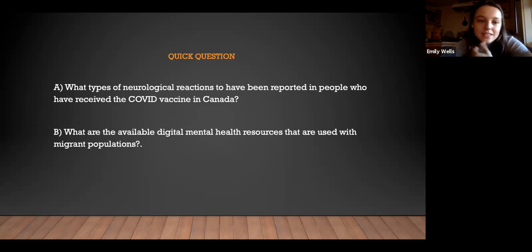it's specific. To me, it seems like the population would be those who have received the vaccine, the context is Canada, and the concept is neurological reactions. So it seems like it checks the 3 boxes for me. That was my logic. But then if you look at B as well, it says migrant population, so that's population. The concept is digital mental health resources, and then the context. I couldn't find a context, like it doesn't say in Canada, so that's why I went with A over B.